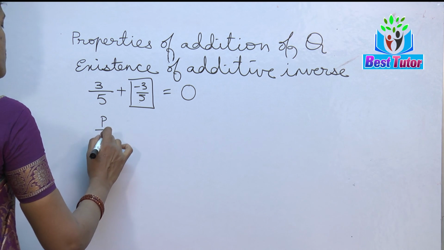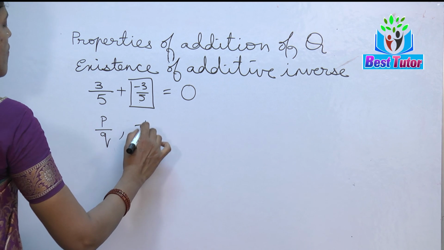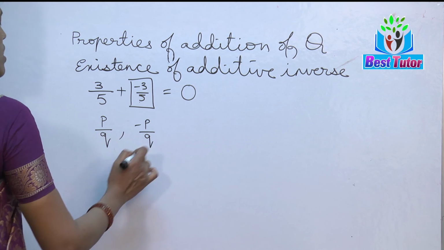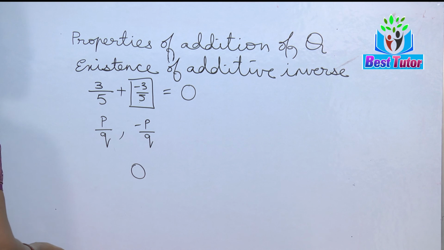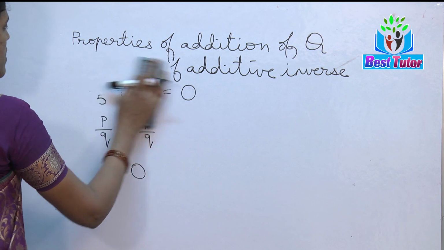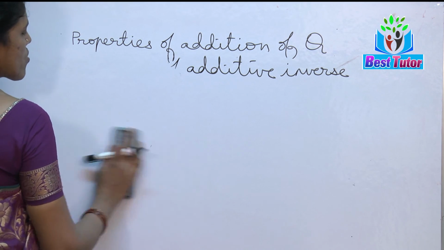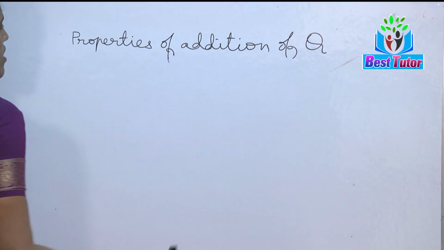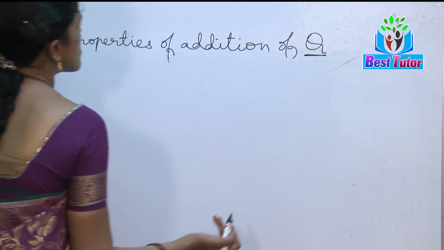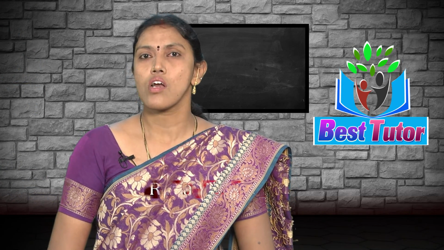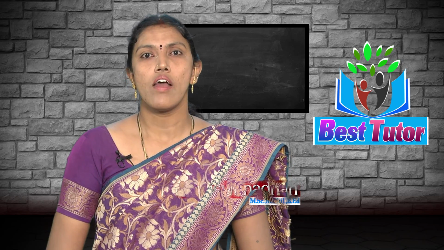So, in general, if p by q is a rational number, then minus p by q is going to be its additive inverse. 0 is the additive identity of rational numbers. So we have learnt all the properties, that is closure property, commutative property, associative property, existence of additive identity and existence of additive inverse in the set of rational numbers. In today's class, we have learnt all the properties of addition of rational numbers, that is closure, commutative, associative, existence of additive identity and existence of additive inverse.